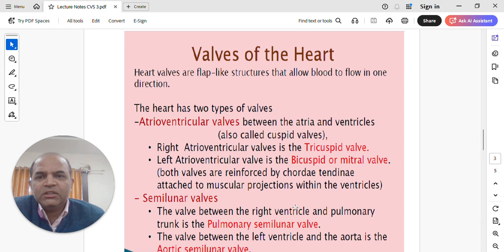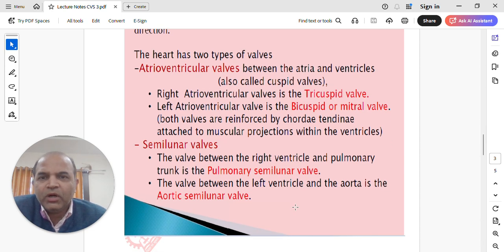Valves of the heart are flap-like structures that allow blood to flow in one direction. It means blood flow in the body is unidirectional, in one direction. So the heart has two types of valve. One is the atrioventricular valve and the second one is the semilunar valve.